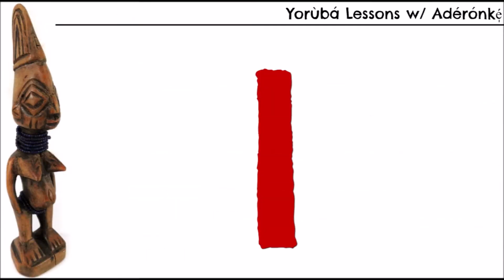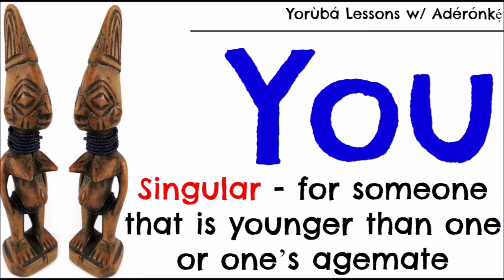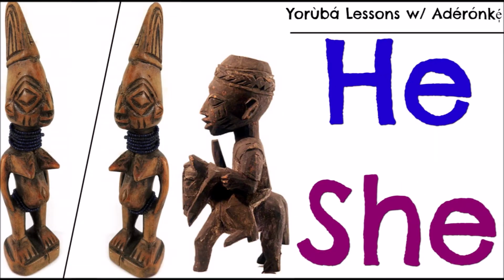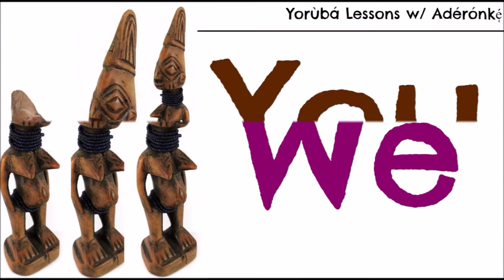So just to remind us again, I do the pronoun I and the pronoun you, and this you is the singular you. So when you say you to someone, there are two different ways of saying it. One, if that person is younger than you or your age mate, and the second way of saying it would be if that person is either older than you or you're talking to more than one person, so two or more persons. And then we have he and she, we, and you again.